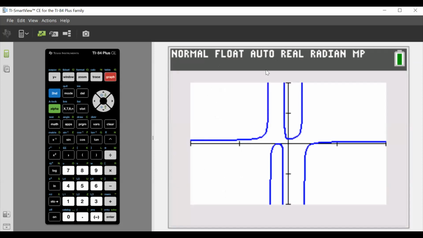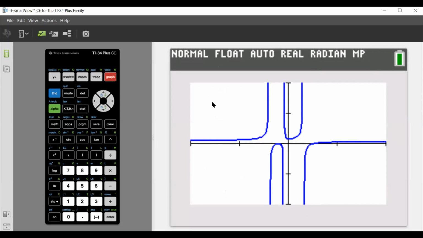And so what we had, we had something that came down through 1 1/3 and went up. We have one coming down at the 2, and then we have the one coming up here, and then we have our horizontal asymptote there. We have a vertical here, we have a vertical there, and we have a vertical there. So that looks good. So that's what we have here.